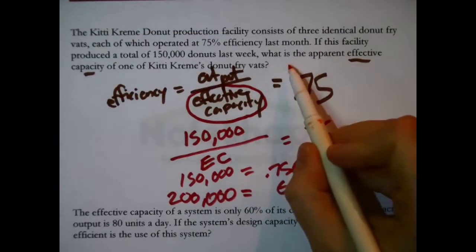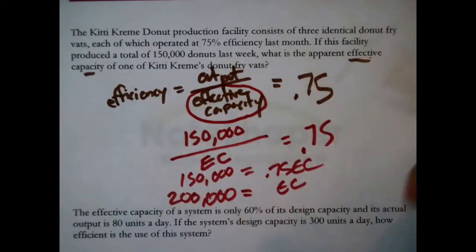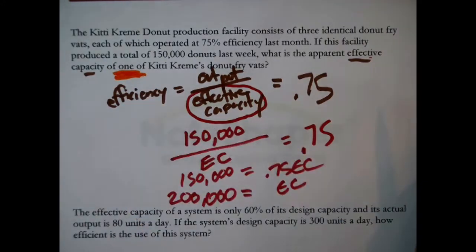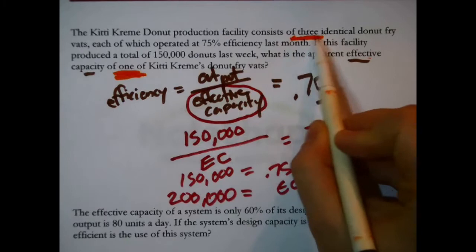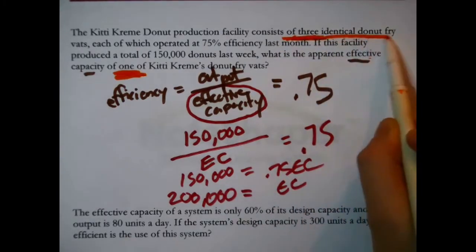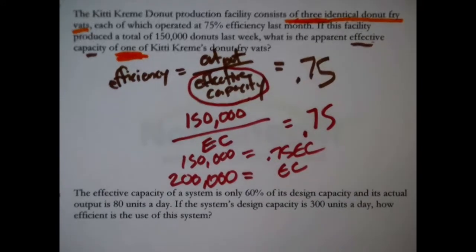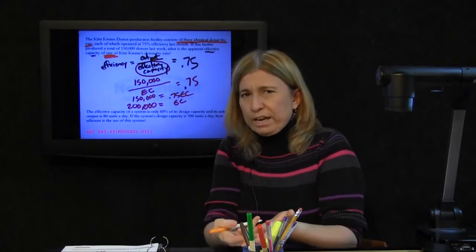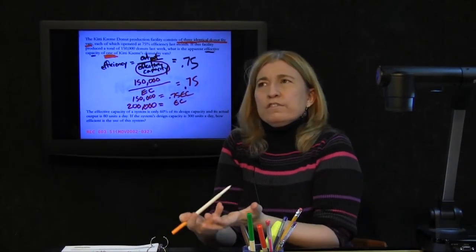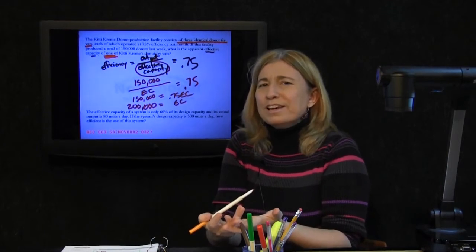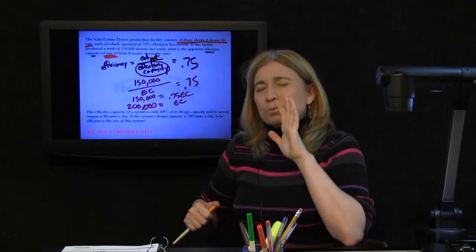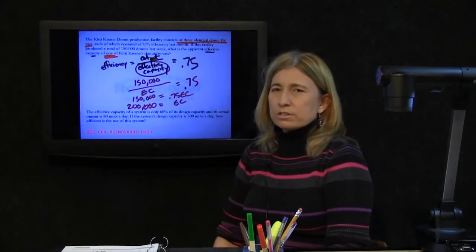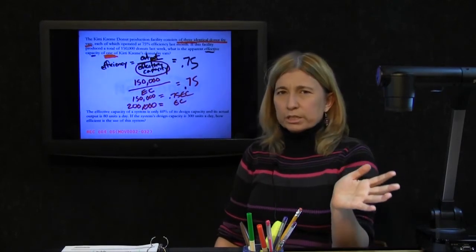What did the question ask? The apparent effective capacity of one of their donut fry vats. What did it start out with? They have 3 identical donut fry vats, 3 of them. This 150,000 donuts in output is the output of all 3. They're identical, so they're each achieving 75% efficiency, but the question is how much is one of them in terms of effective capacity? This is not the answer, 200,000. That's the effective capacity of all of Kitty Cream.